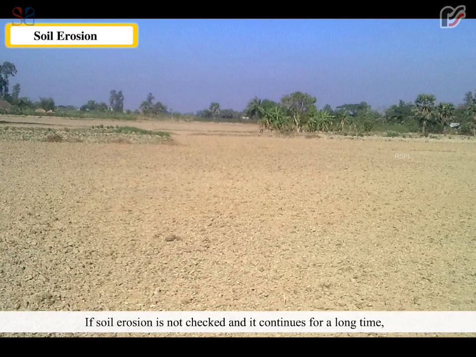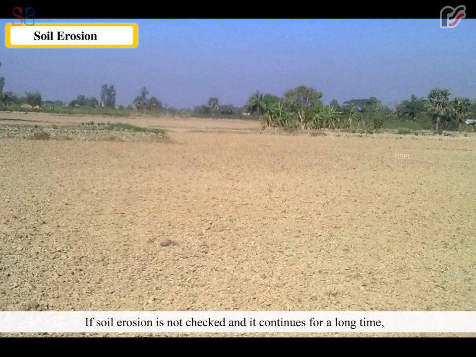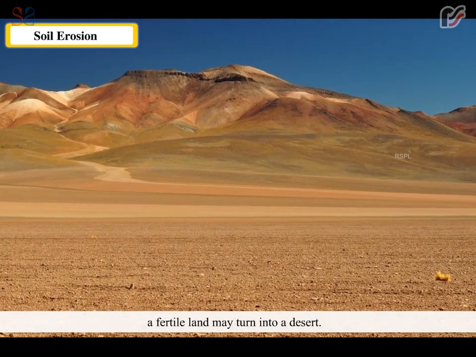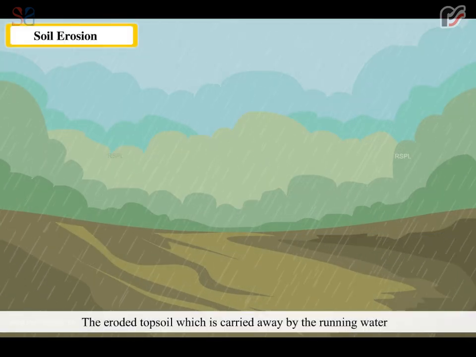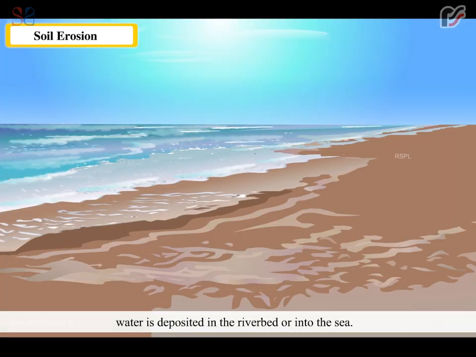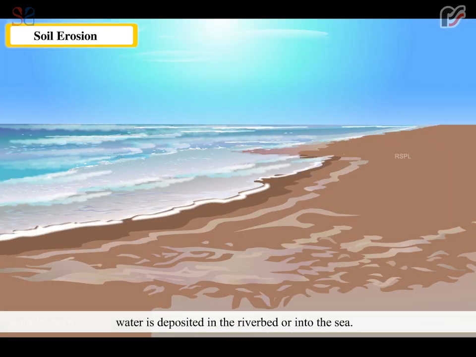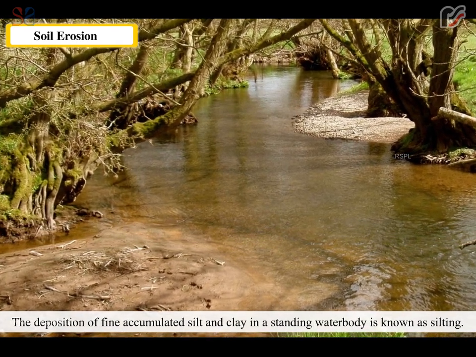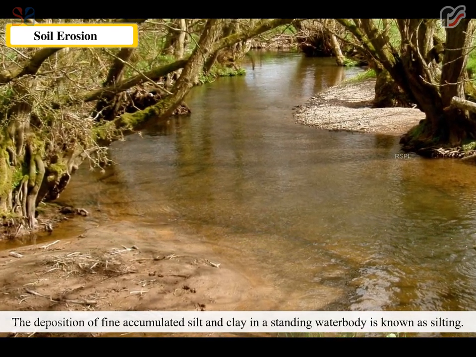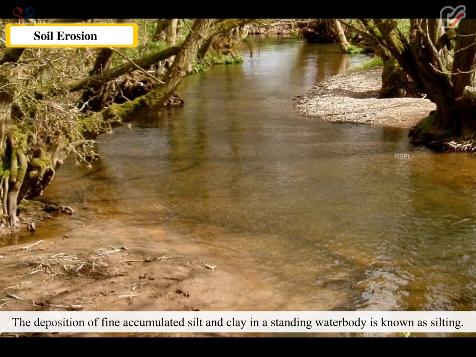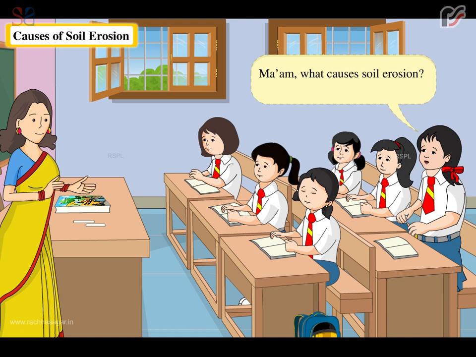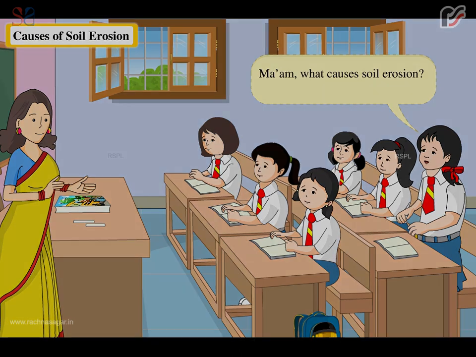If soil erosion is not checked and it continues for a long time, a fertile land may turn into a desert. The eroded topsoil which is carried away by the running water is deposited in the riverbed or into the sea. The deposition of fine accumulated silt and clay in a standing water body is known as silting. It makes the water bodies shallow. Ma'am, what causes soil erosion?